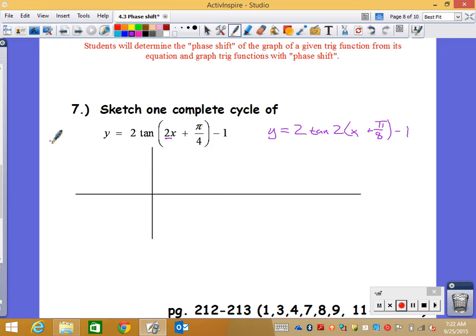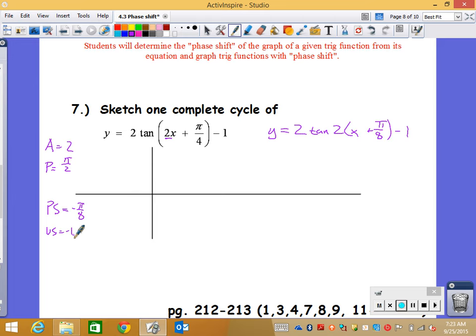Let's write out my key values. A value is 2. My period, remember, my original period for tangent is pi. So I have to take pi divided by 2. So my new period for tangent is pi over 2. Phase shifting. Remember, I'm adding pi over 8, so it's a negative pi over 8. And then my vertical shift is a negative 1.